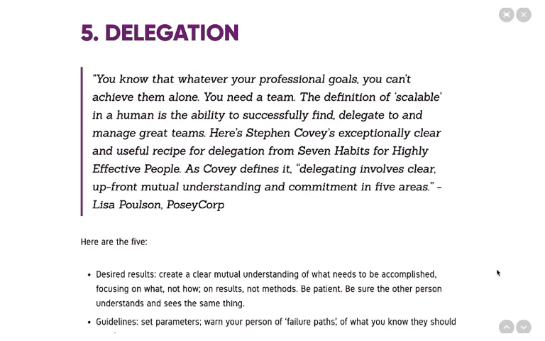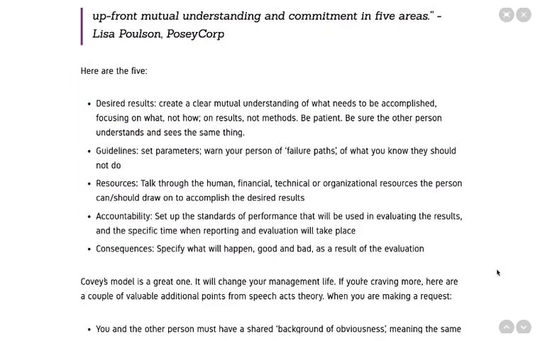This is where Stephen Covey's clear and useful recipe for delegation from the 7 Habits of Highly Effective People comes in. As he defines it, delegating involves a clear, upfront, mutual understanding and commitment in 5 areas. These are the 5 areas. Desired results. This is creating a clear mutual understanding of what needs to be accomplished, focusing on what, not how. Focusing on results, not the methods to attain it. This requires patience and being sure that other people understand and see the same thing you see.